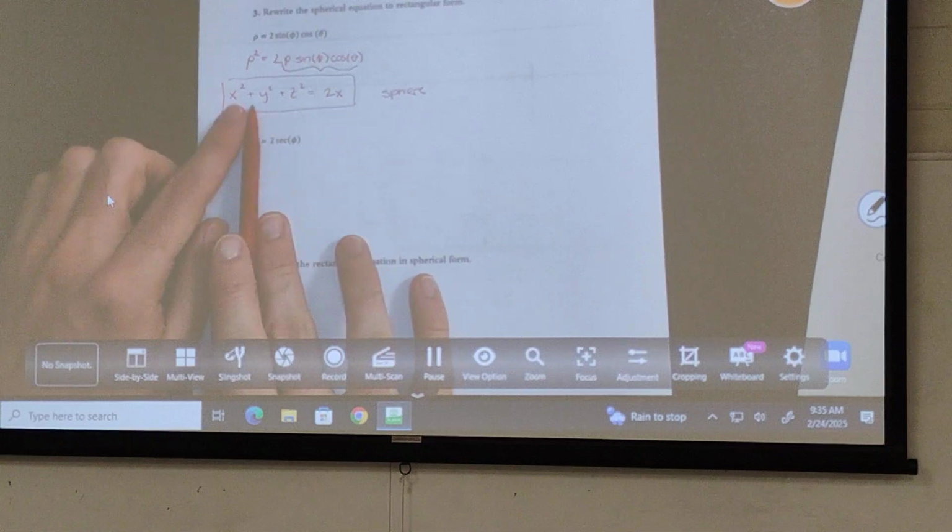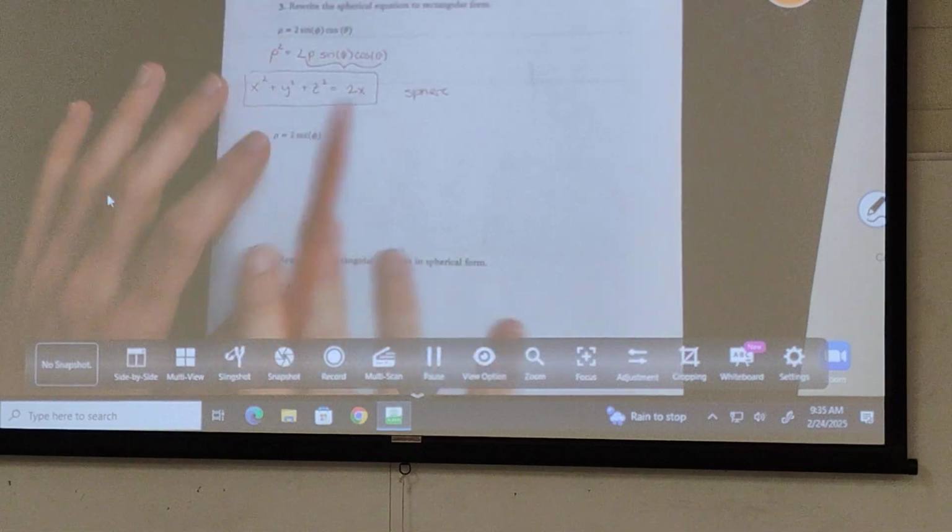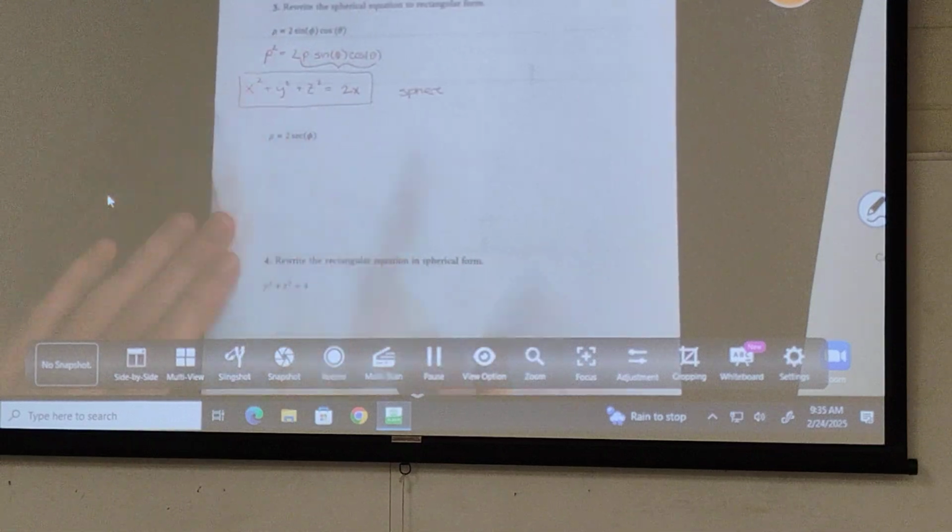If you were to move that over, you could do some completing the square, and you could get the equation of a sphere.